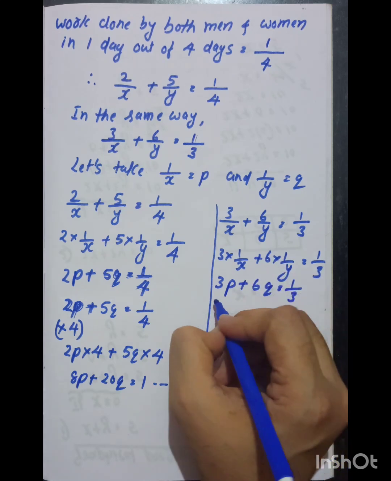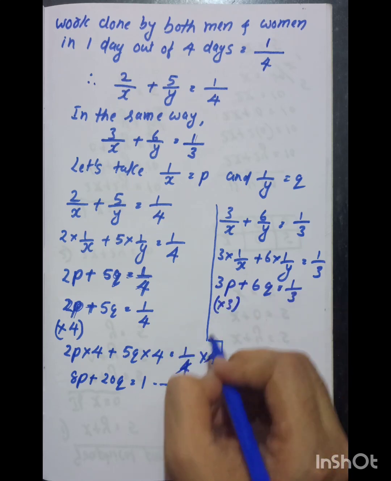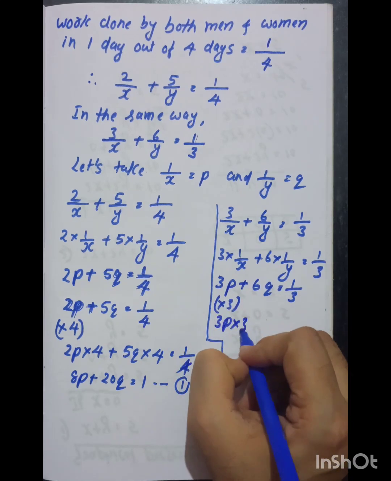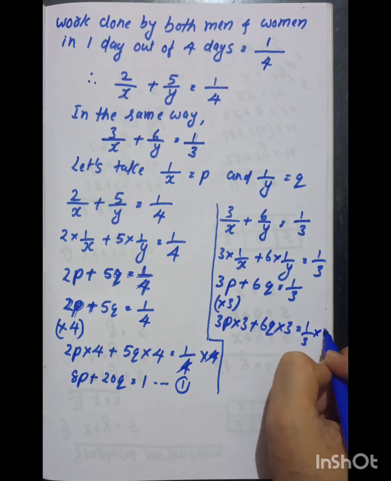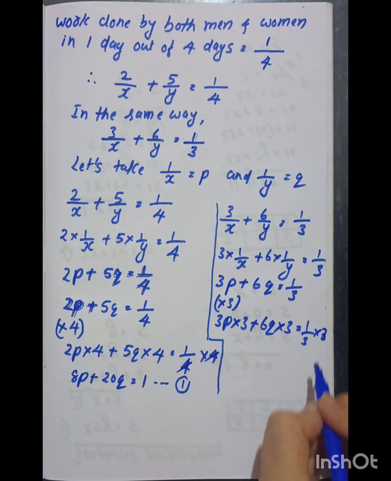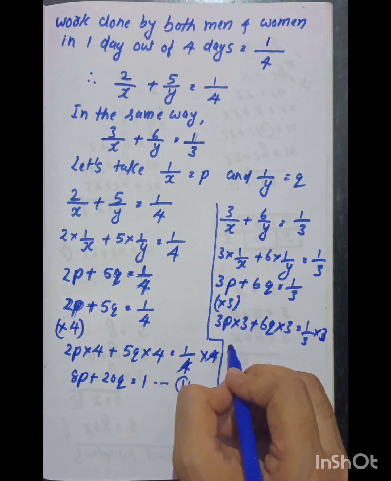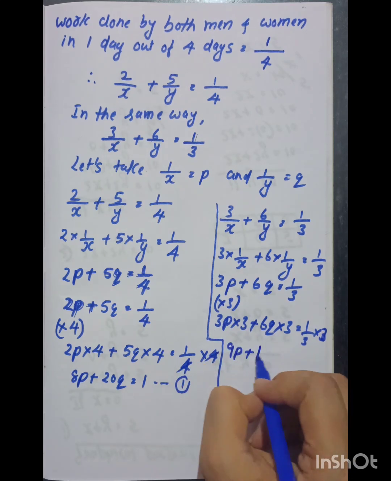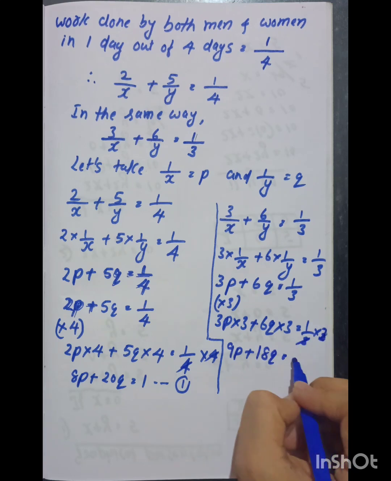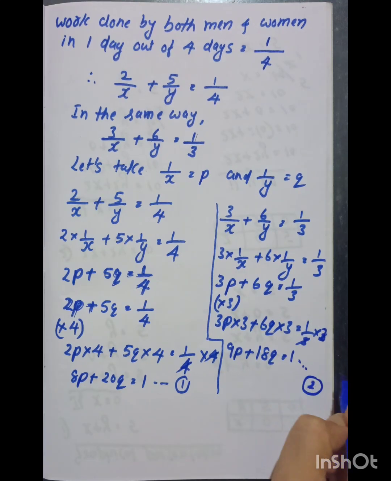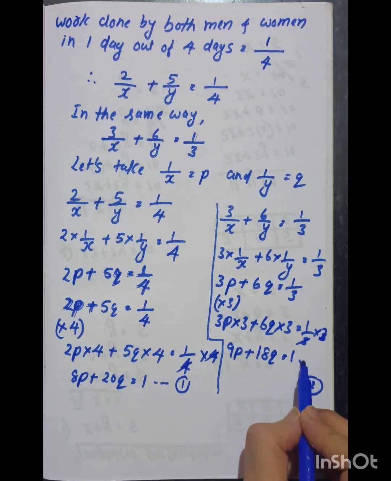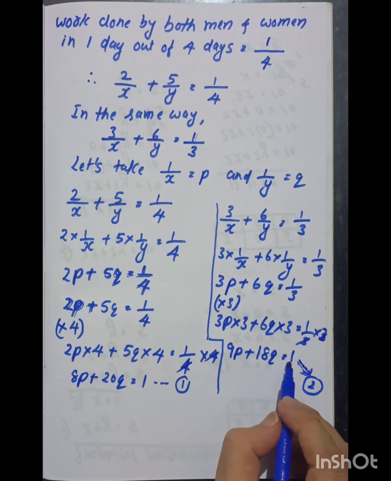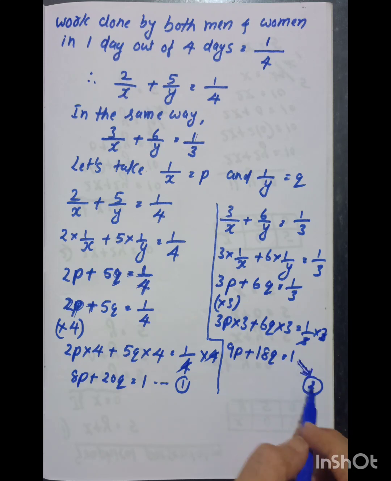equals 1 by 3. Now multiply the whole equation by 3 to remove this fraction. 3p into 3 plus 6q into 3 equals 1 by 3 into 3. Yes, 3p into 3, 9p plus 18q equals 1, the 3s get cancelled. Take it as equation 2. So now we got equation 1 as 8p plus 20q equals 1, and the second equation as 9p plus 18q equals 1. Now let's simplify this.